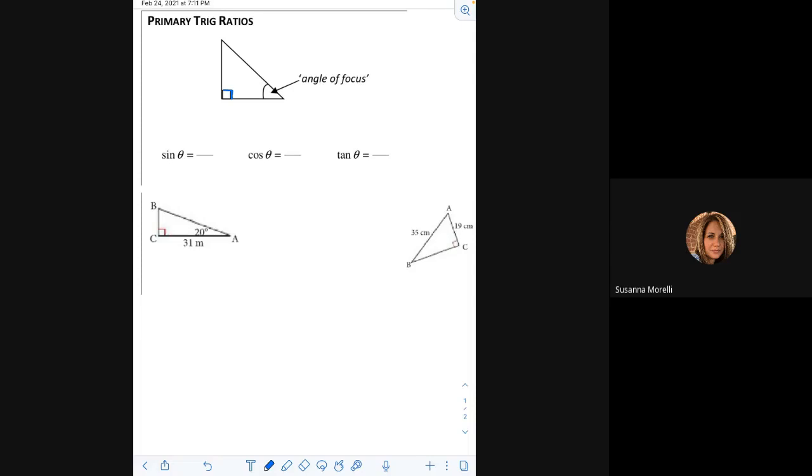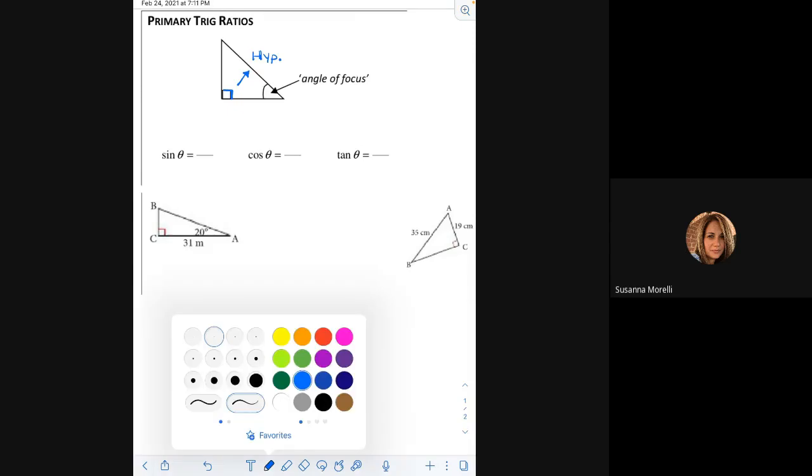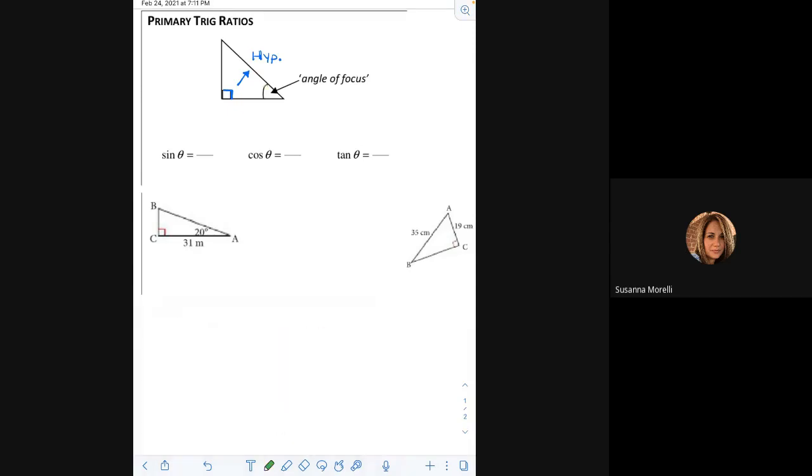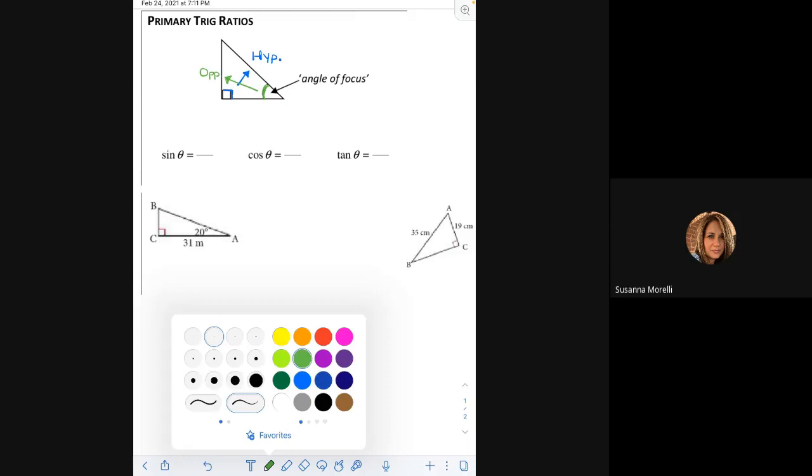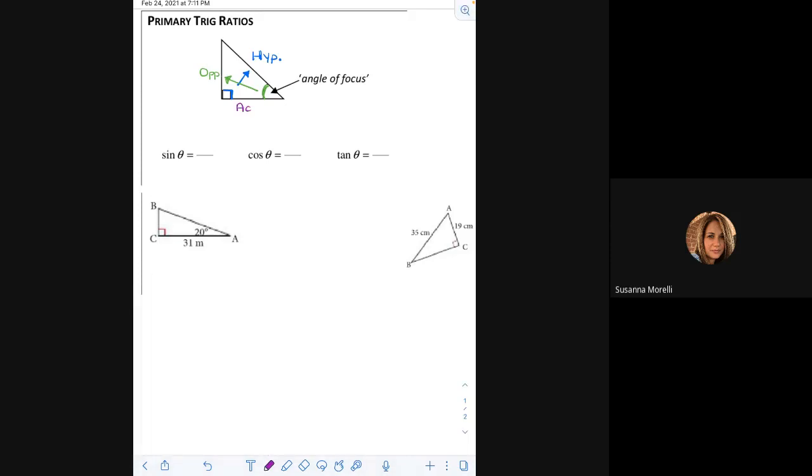The angle right across from the 90-degree angle is called your hypotenuse. Then you usually have an angle of reference or angle of focus. That's either going to be an angle that you're looking for or an angle you're given other than the 90-degree angle. Across from that angle, that side we call opposite. And then the leftover side, we refer to it as adjacent. Adjacent actually means next to the reference angle.